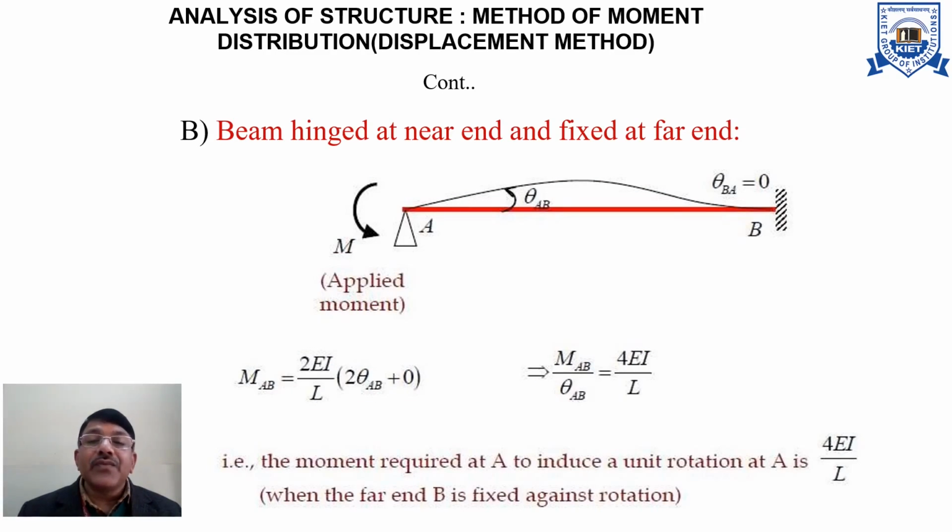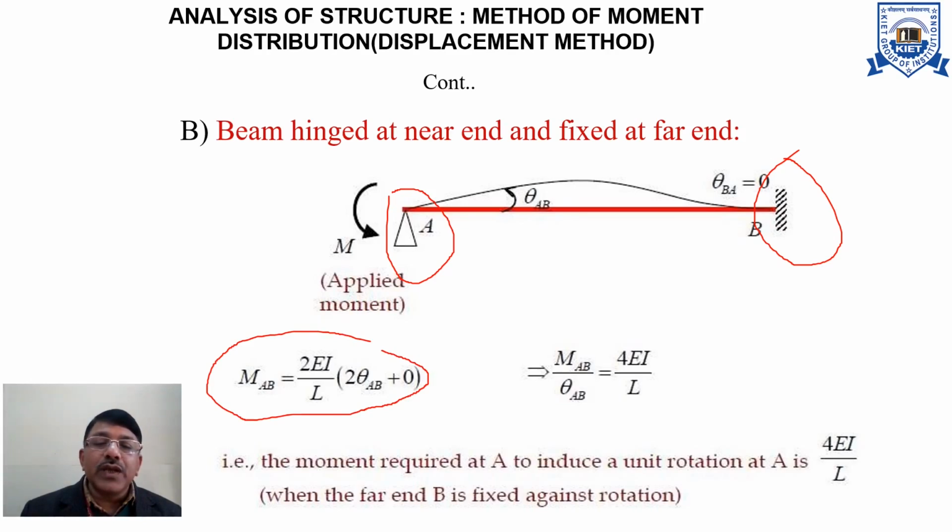Next, if we take the other example where the end B, the far end, is fixed and the near end where the work is being done is hinged, the moment M is applied at the near end to rotate the end A by theta AB. Then the moment required for the unit rotation at end A can be computed by writing down the slope deflection equation, and the answer is 4EI upon L. When the far end is fixed, the moment required is 4EI upon L. When the far end is hinged, it is 3EI upon L.